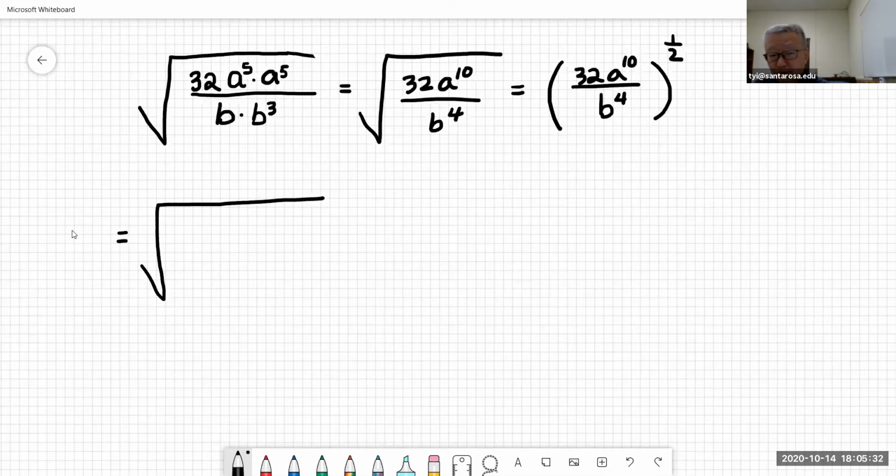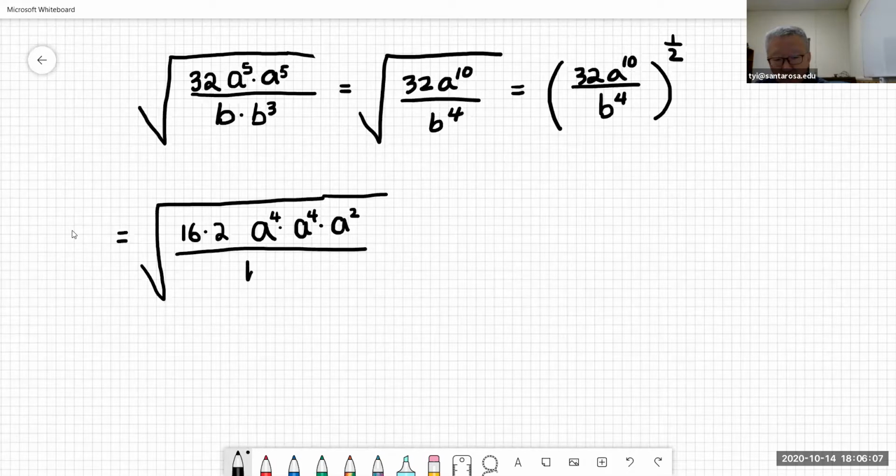So this one over here is going to be 16 times 2. I'm just going to write this here. 16 times 2. And then I'm going to break the a to the 10 into 5 and 5. Is that right? No. The a to the 4, a to the 4, and a to the 2. Right? Because 4 plus 4 plus 2, you get 10. And the bottom here is just going to get b squared.